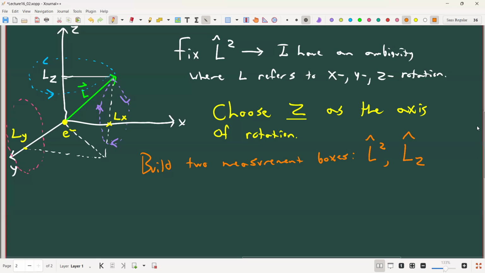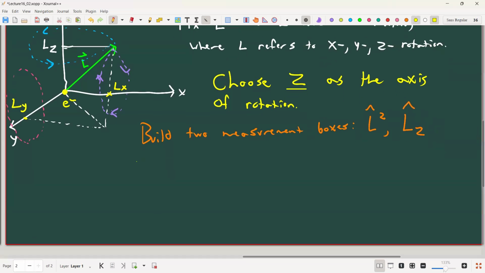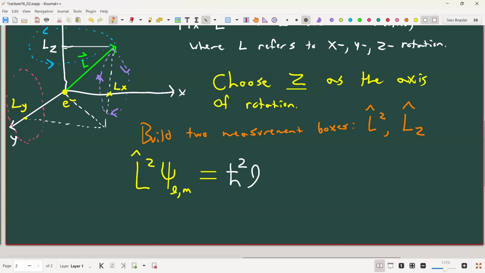So what happens when I apply L squared to my wave functions, which have labels L and M, the spherical harmonics? What do I get back? I put it into the box, and it turns out that you get a very, very nice answer. You get h bar squared times L times L plus 1, times the wave function.